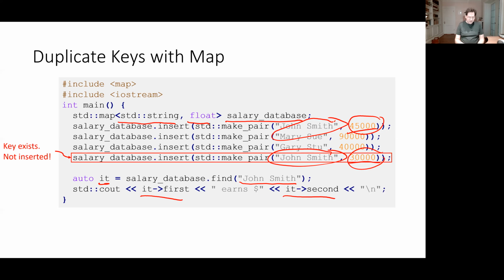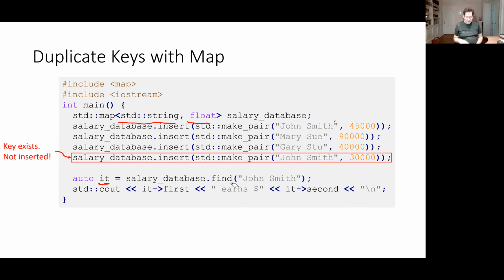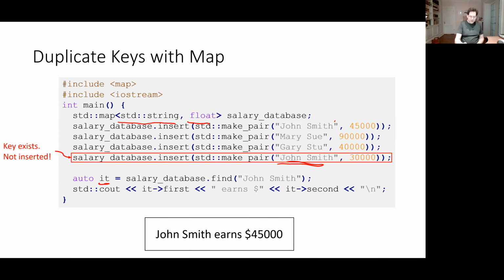Yeah, so it's basically not going to insert the second one. So in an STL map, if the key already exists, the second insertion won't happen. Okay, so this John Smith doesn't really exist. And when you do this find, you're going to find the only John Smith you put in, 45,000. Okay, so in some cases, this is exactly what you want. You might not want duplicates to go in the binary search tree, but in some cases, you might want all of the duplicates to go in. In this salary database, I'd actually like all the duplicates.